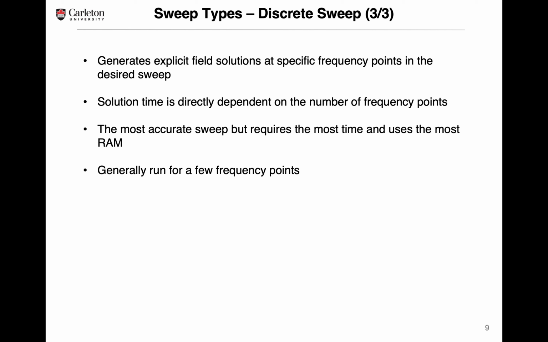And finally, the discrete sweep. This is the most accurate sweep that you can run, but it does take a lot of memory. And if you want to run it, you usually only run it for a few frequency points. And the big advantage of discrete is that it will save the fields for your solution. But again, this one will run the simulation pretty much again every time. So if you have 10 frequency points, you're running the same simulation 10 times. So that takes a lot of RAM and a lot of time.